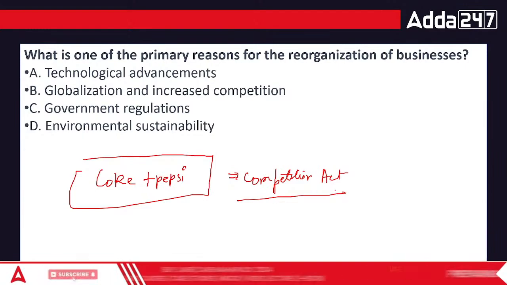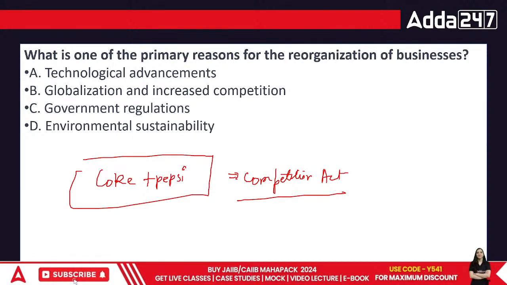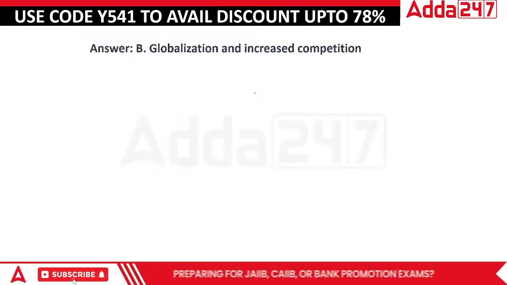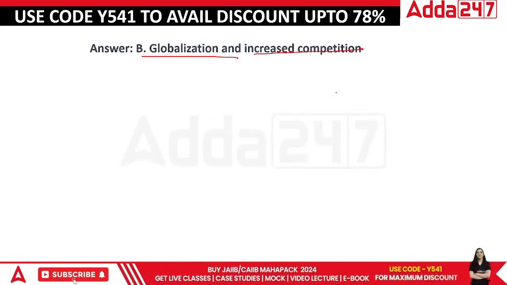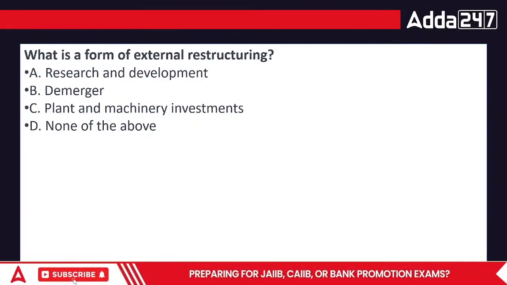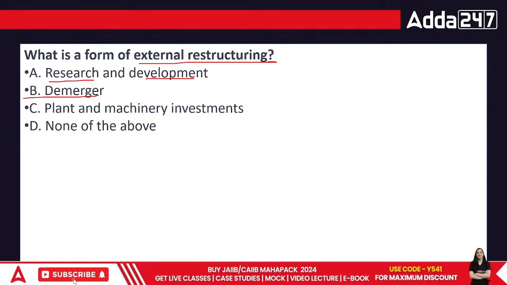To survive, you have to understand you have a lot of competition. If you won't grow, they will grow faster than you and they will replace you. So it's better that you keep growing and always stay on the first side. Globalization and increased competition is the reason that they have to do this. Next point, what is the form of external restructuring? Research and development, demerger, plant and machinery investments, or none of the above?